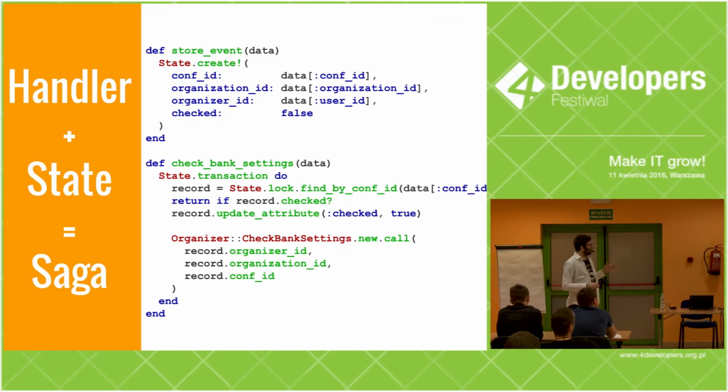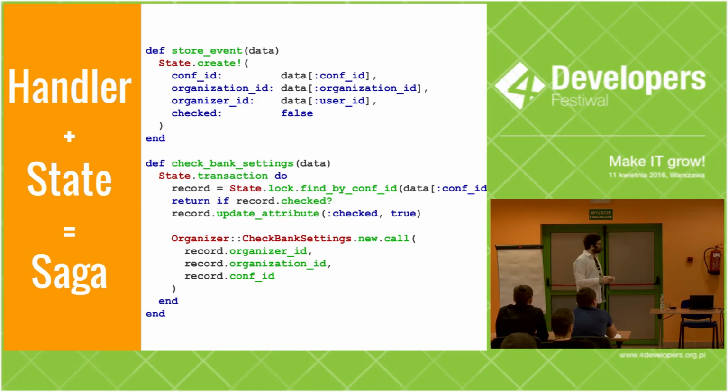And you might be thinking, well, why do we need the handler to react to conference created and conference cloned when we could invoke the checkbank settings command only when the ticket kind is created? And the reason for that is that when the ticket kind created event arrives, we don't know, for example, who was the organizer or what was the organization ID in which the conference was created. This is the information that we have from the previous events, conference created and conference cloned, and that's why in the store event we store this information for later.